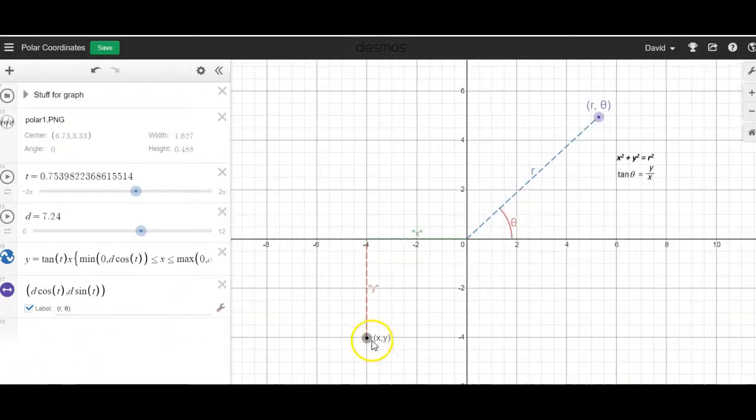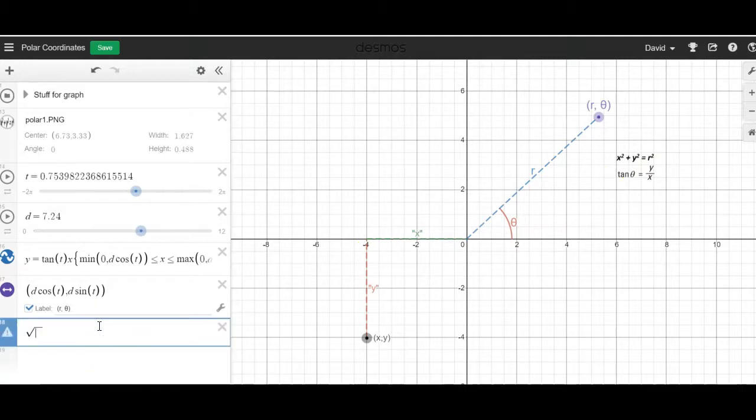Okay, my point right here is -4, -4. So this is a quadrant 3 point. -4, -4. I want to come up with a polar coordinate that would put me at the exact same position. All right, well, let's do the Pythagorean theorem. X squared, that's negative 4 squared, so that's 16, plus y squared. That's negative 4 squared, also 16. So 16 plus 16 is 32, so r squared is 32, so r is the square root of 32.